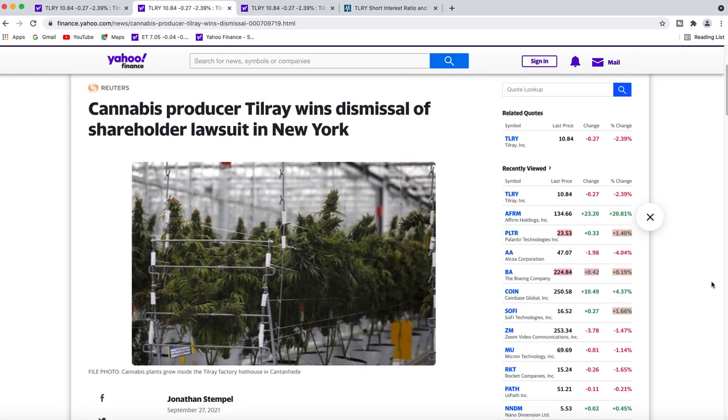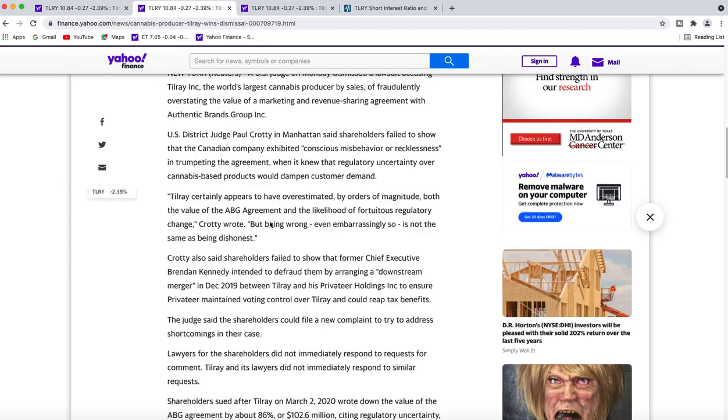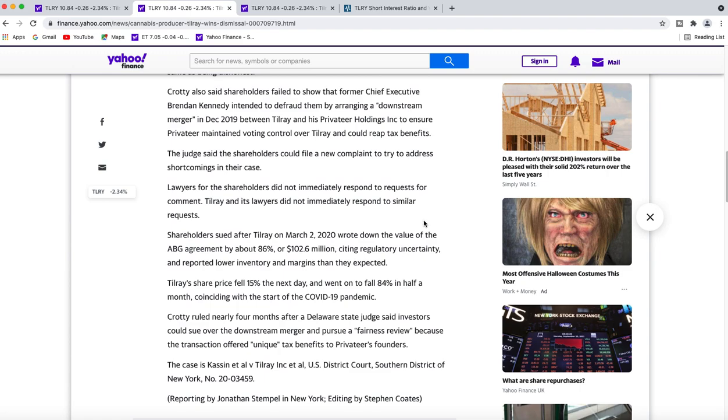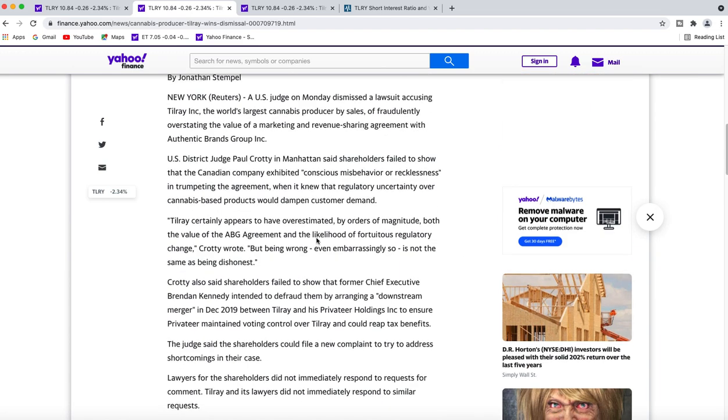The other article we're going to cover is the cannabis producer Tilray wins dismissal of shareholder lawsuit in New York. They stated that Tilray fraudulently overstated the value of the marketing and revenue sharing agreement with Authentic Brands Group, and the judge ruled in their favor. So Tilray doesn't have to pay any extra money. I will place this lawsuit down below as well so you can review it.